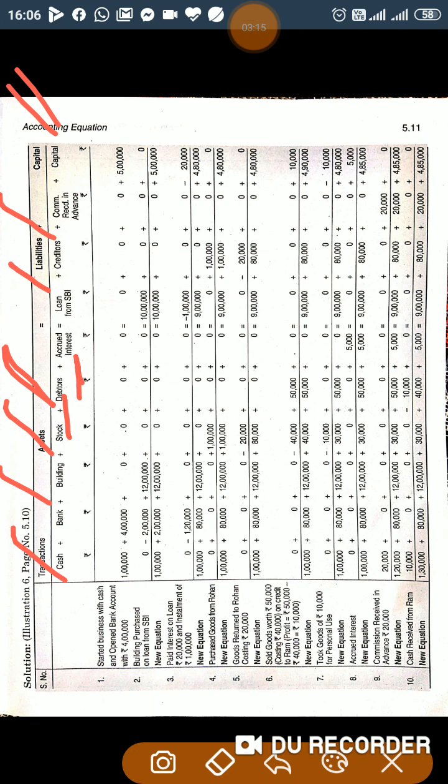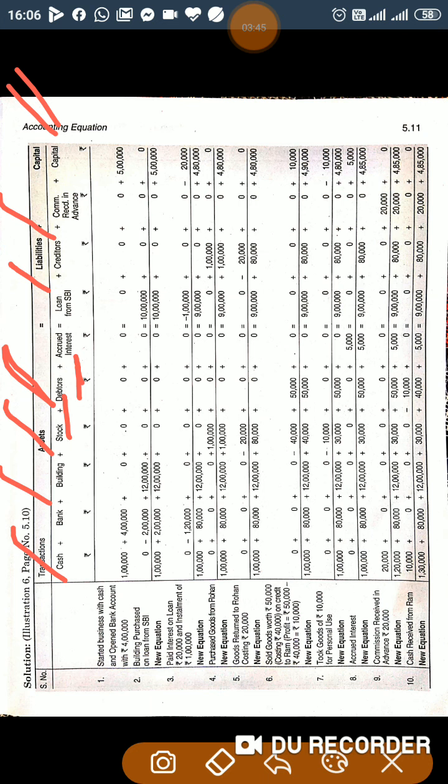And at the same time there is a profit, because the cost of goods is 40,000 and you are selling it for 50,000. So 10,000 profit will be added to the capital. Capital is already mentioned in your format. Now next transaction, took goods of 10,000 for personal use. So stock is decreasing. Stock is written here. And personal use means drawings. Drawings is nothing but the decrease in capital. Capital is already mentioned in your format.